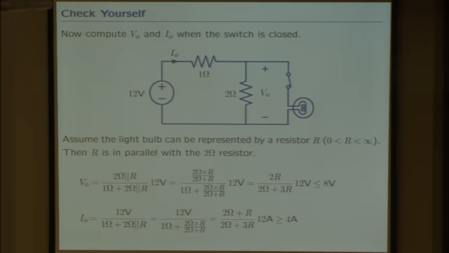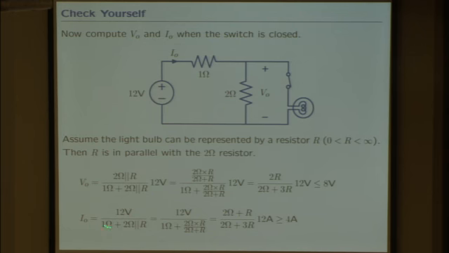It's just tedious algebra. But if you go through it, you find that if you represent this bulb by a resistor R, V naught becomes an expression that looks like this. If you think about light bulbs being represented by a physical resistor, then the physical resistor has to have a resistance between 0 and infinity. And if you think about that expression, what could the value be if R varied between 0 and infinity? That expression is always less than or equal to 8 volts, showing that V naught went down when you closed the switch.